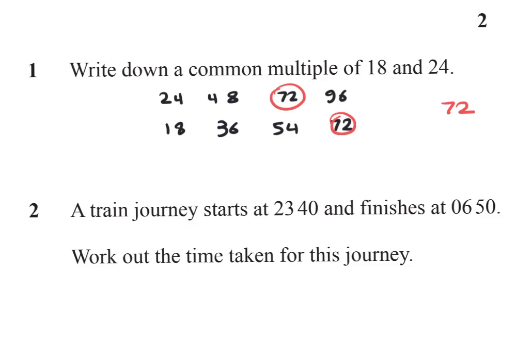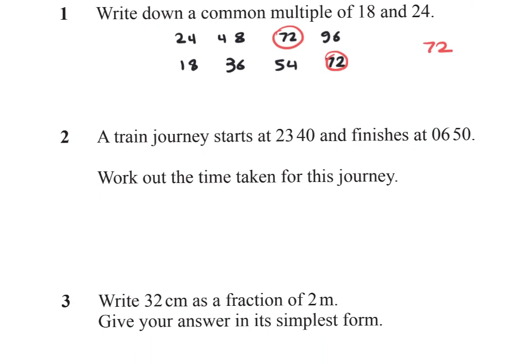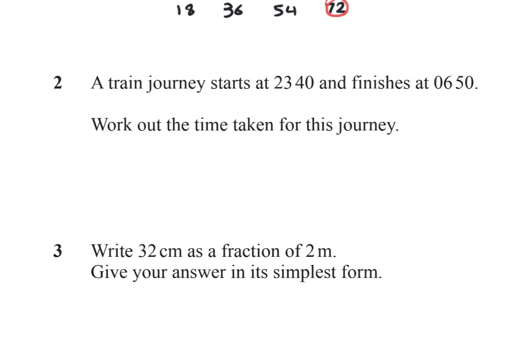Now number 2. A train journey starts at 23:40 and finishes at 6:50. Work out the time taken for this journey. Yes, Helen? There will be minus 2340 on the calculator with 0650. No, this is the next day.